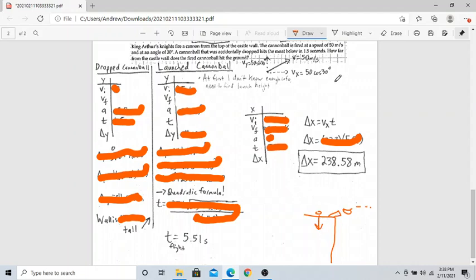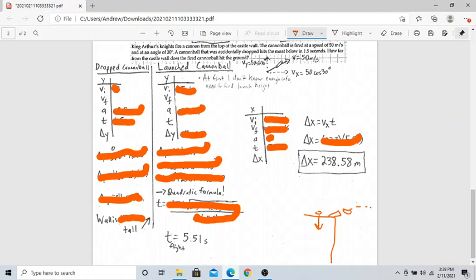Now, again, the first thing we do is break stuff into components. So I take that launch velocity and break it into components. Same process as before. The x component is the launch velocity times cosine of the angle, so 50 meters per second times cosine of 30 degrees. The y component is the launch velocity times sine of the angle, so 50 meters per second times sine of 30 degrees.